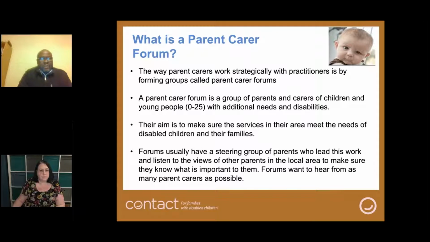Back to Ruth. Thank you, Richard. I think the other thing to remember is that all of our forums will have some form of steering group that oversees the role of the forum and makes sure that they are listening to local parents and collecting that intelligence. And we'll talk a little bit about that as we go along.